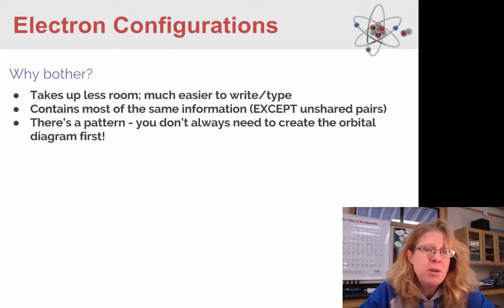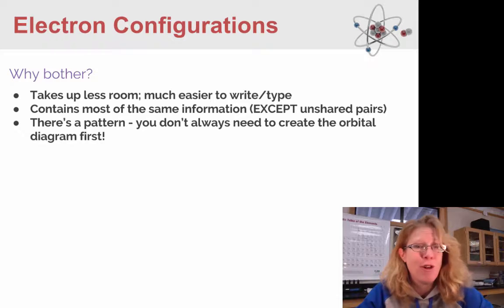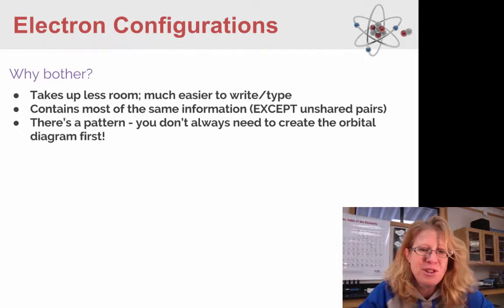There's always a pattern to doing electron configurations, and I'll go into that here in a little bit. You don't necessarily need to create an orbital diagram first, although you're welcome to do so. There's certainly nothing wrong with that. But once you figure out the pattern, there's a variety of different shortcuts that you can use to make electron configuration drawing a lot faster and quicker.